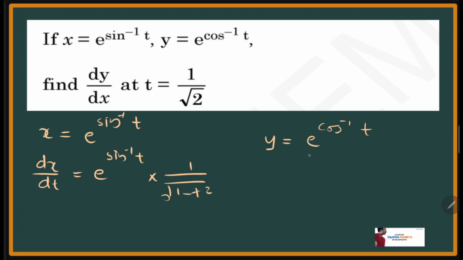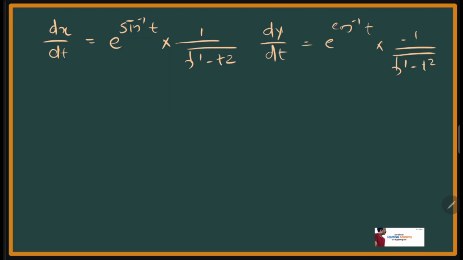And y equal to e raised to cos inverse t. Therefore, dy by dt is equal to e raised to cos inverse t into d by dt of cos inverse t, that is minus 1 by root of 1 minus t square. Now we have dx by dt is equal to e raised to sin inverse t into 1 by root 1 minus t square, and dy by dt is equal to e raised to cos inverse t into minus 1 by root of 1 minus t square.